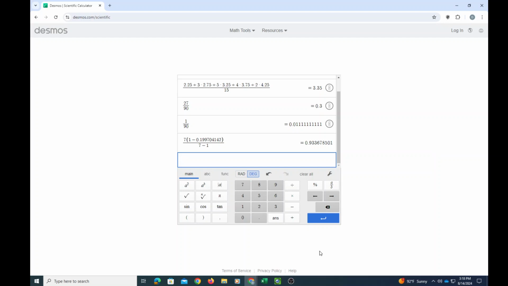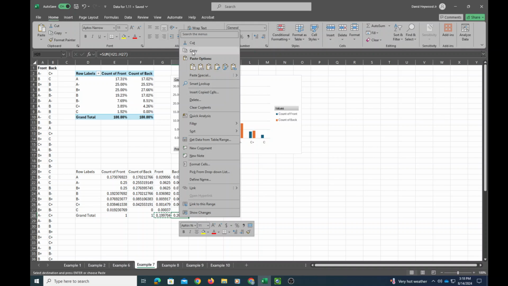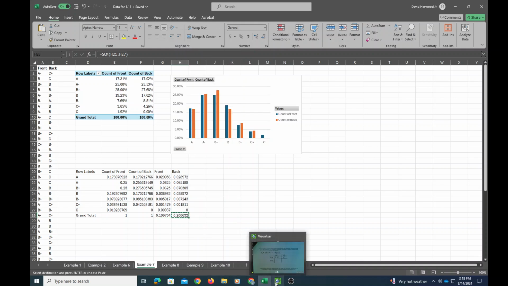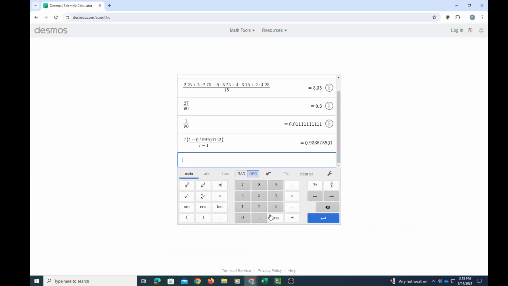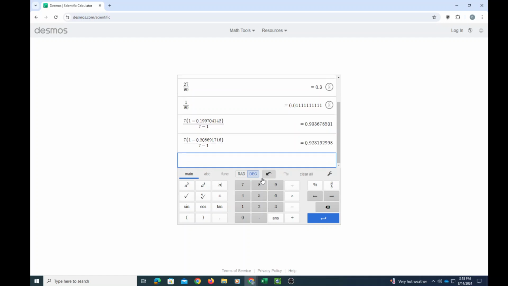And then for people who sit in the back of the class, let me copy that number. And we'll say, again, K times 1 minus that number we just computed in Excel, divided by K minus 1. Okay, and there's the IQV for people who sit in the back of the class. There's not a huge difference.